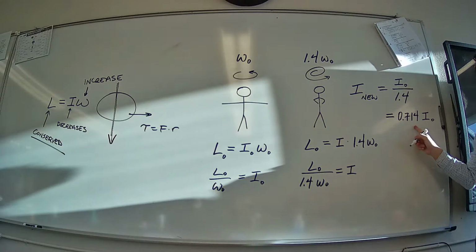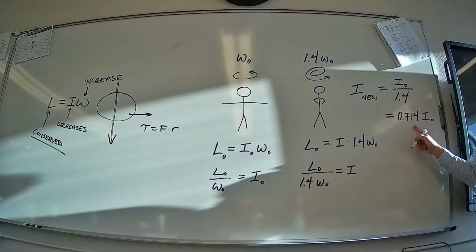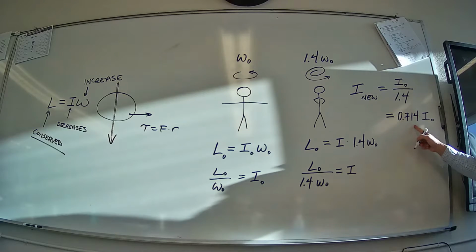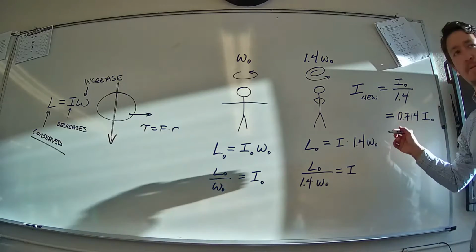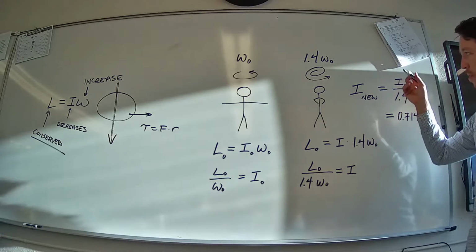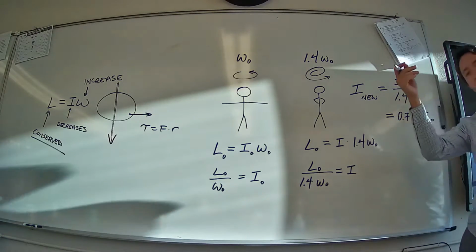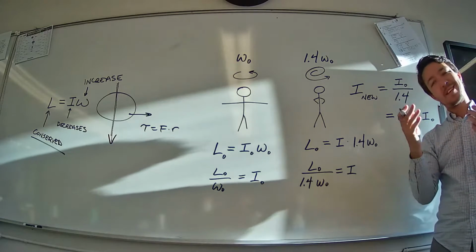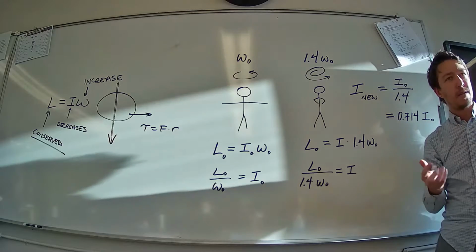So how much did his I value decrease? How much percent? 28.6%. You guys see what I'm talking about? Yeah. Okay, so that's maybe a little counterintuitive result, right? You might have thought, oh, an increase by 40 corresponds to a decrease by 40. Well, that's not quite how it works when you're talking about percents, right?